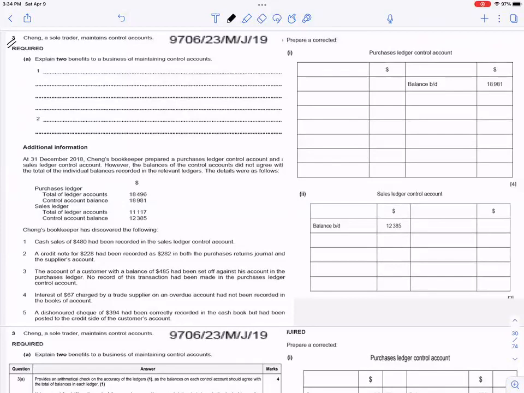Benefits of maintaining control account. Can anybody tell me, please? Check the arithmetical accuracy. And? Helps to prevent frauds.